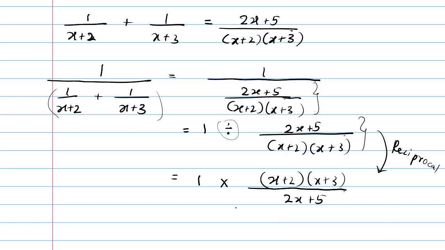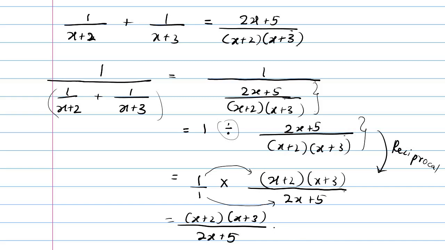Okay, so now what do we do? This 1 over here is just like 1 over 1, right? Do you agree? It's just 1 over 1. It's the same fraction. You multiply the two numerators together, the two denominators together, and you just end up with (x plus 2)(x plus 3) over 2x plus 5. That's where you end up. Okay, so this is going to be your final answer.